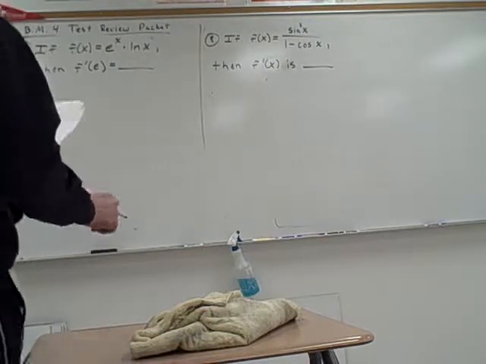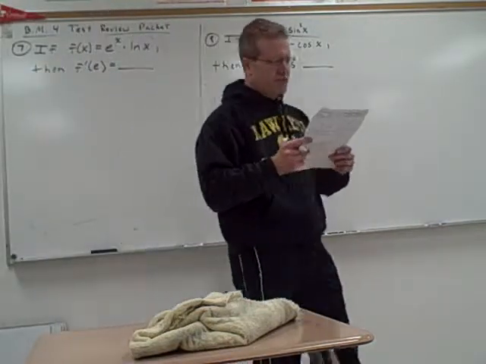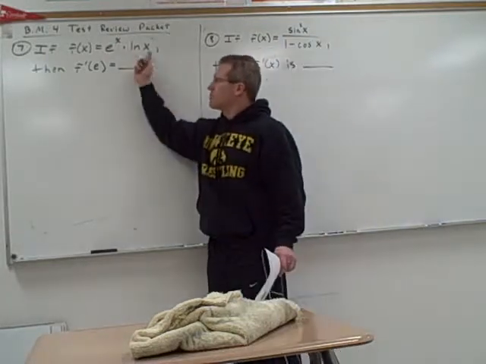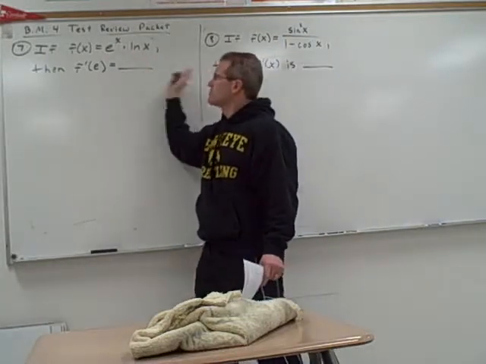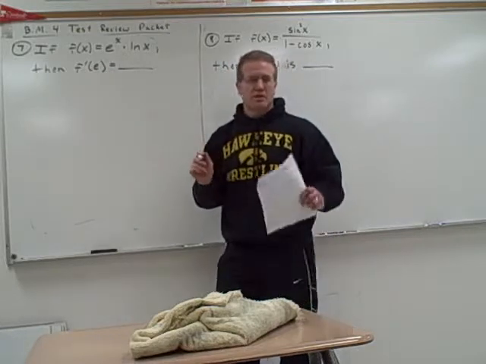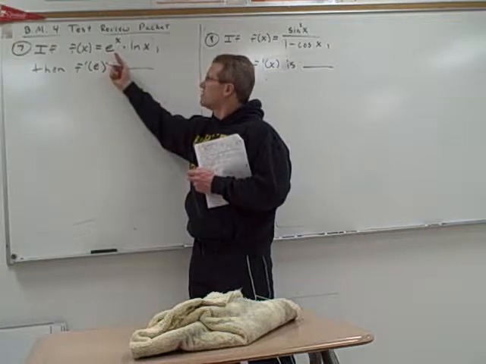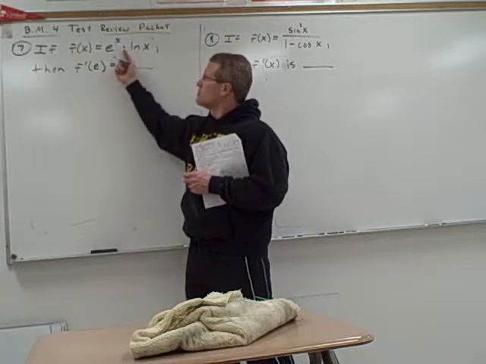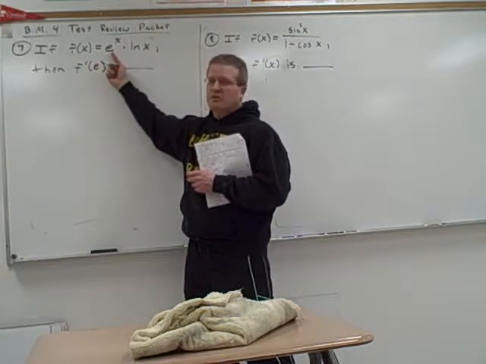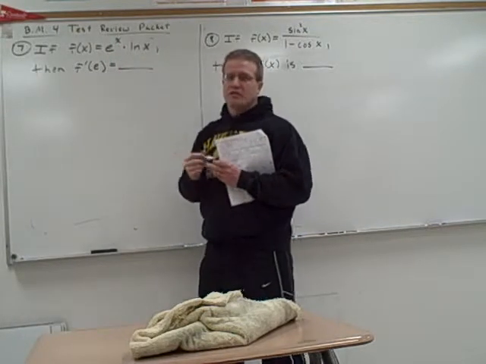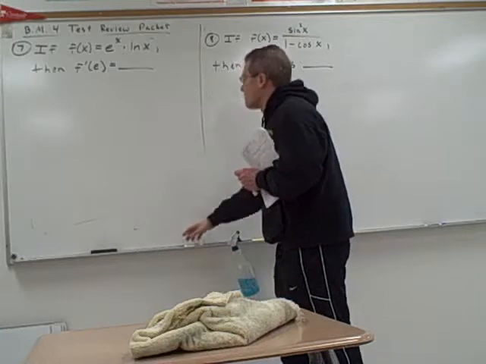All right, this is number 7 and 8 on the chapter 4 review packet. Number 7, if f of x equals e to the x times natural log of x, then f prime of e equals blank. So what we're going to have to do here is find the derivative and then plug in e. So the derivative of my expression, well, I see a multiplication. I see a variable expression, e to the x to the left, another variable expression, natural log of x to the right. So I'm going to have to use my product rule here.